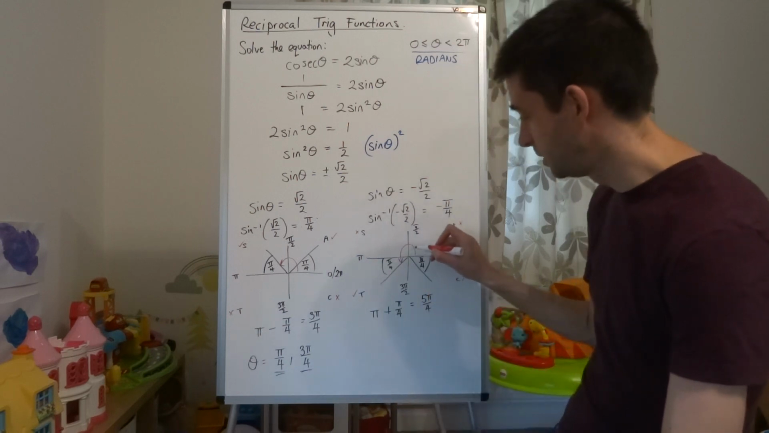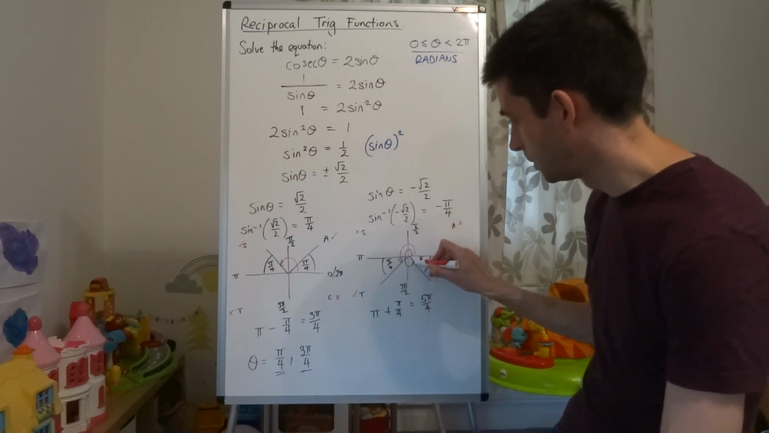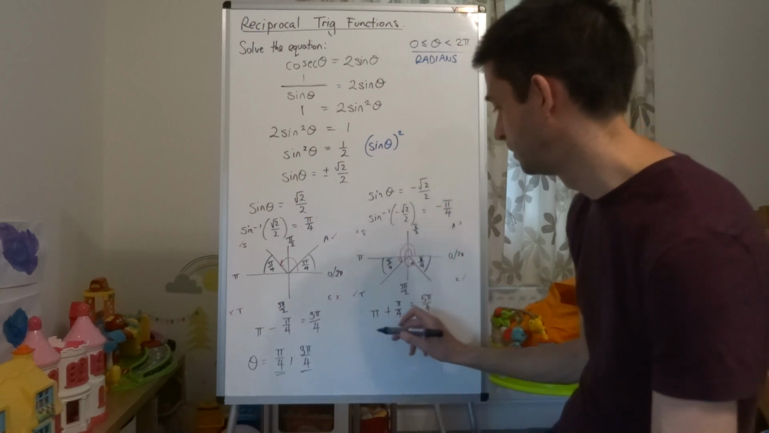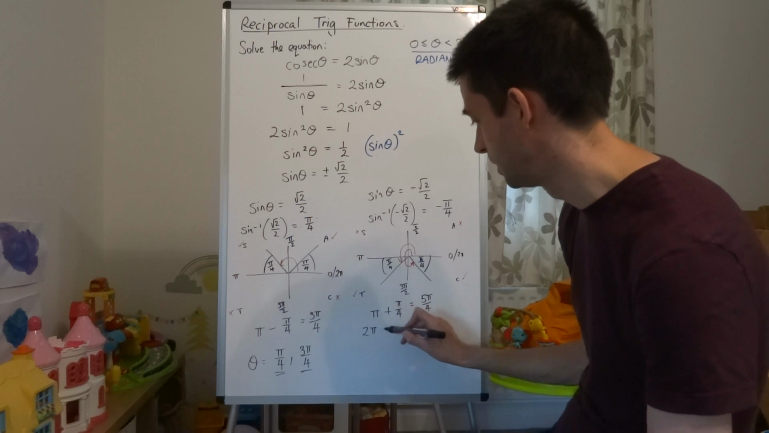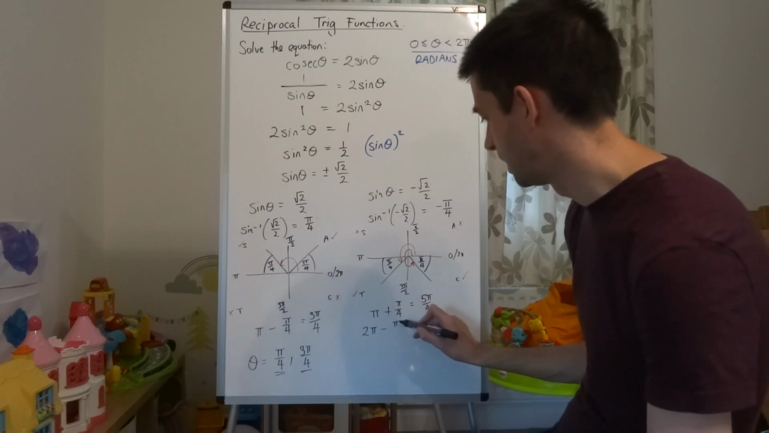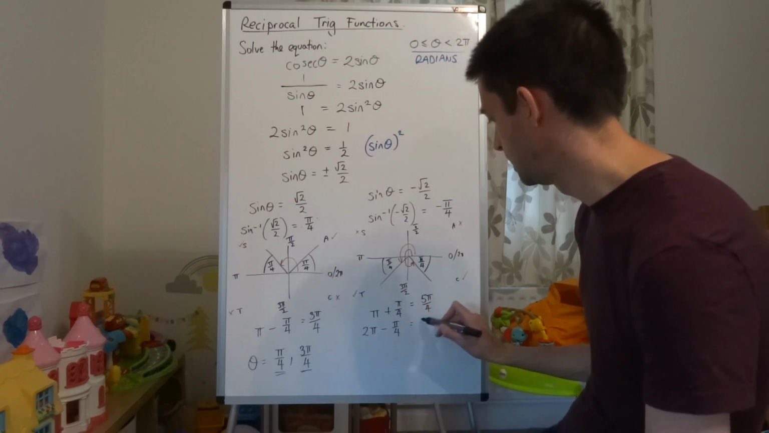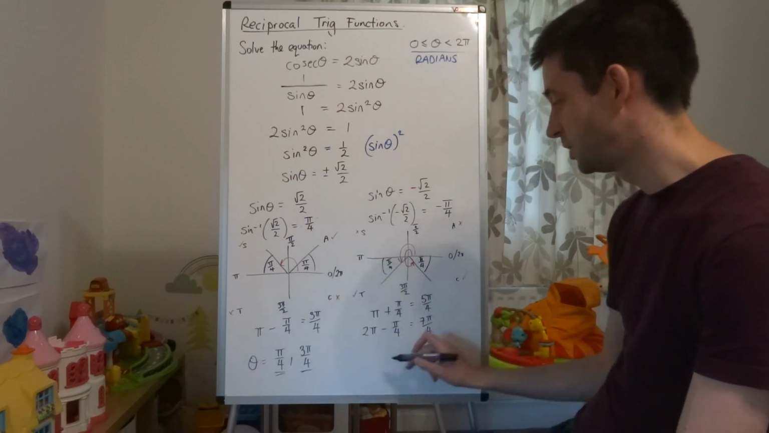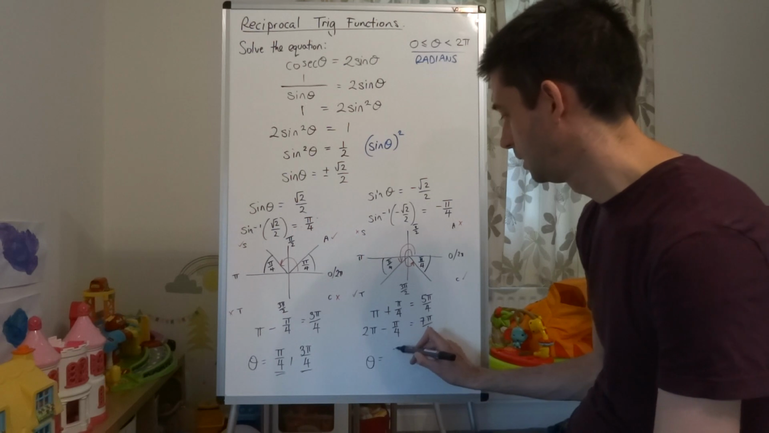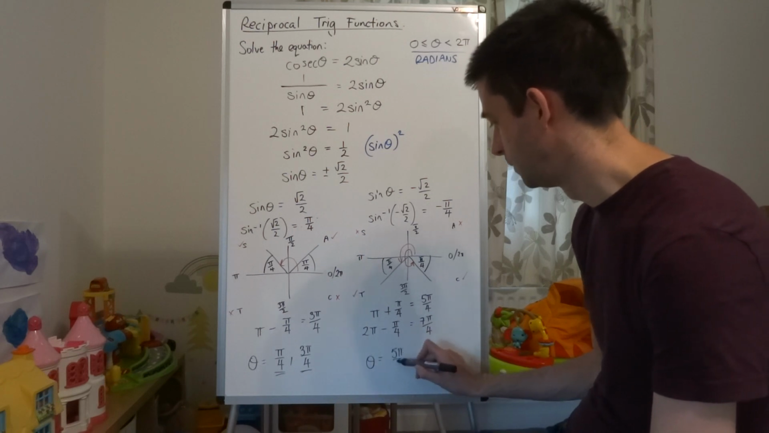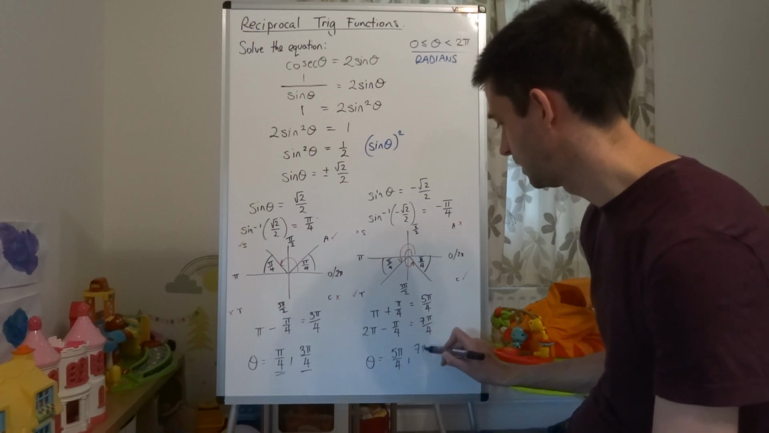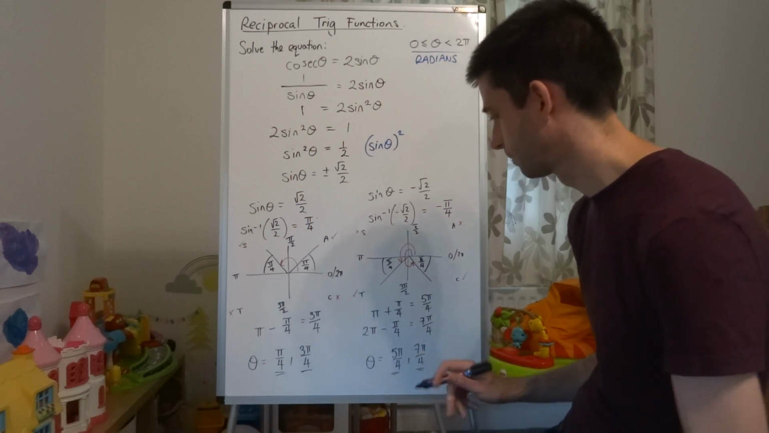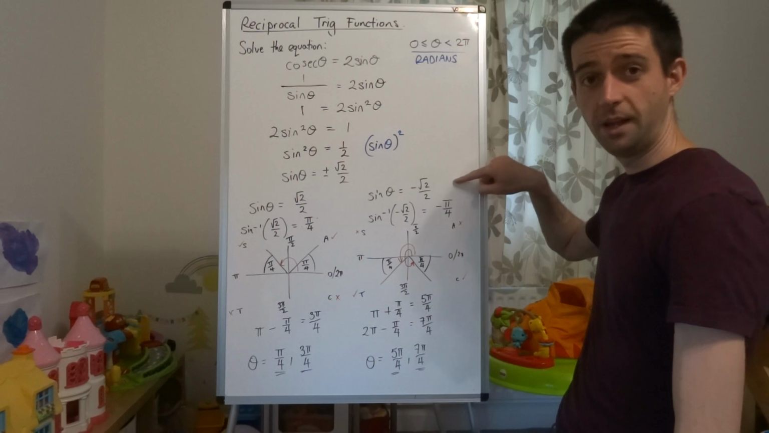And then again, starting back on 0, going anti-clockwise all the way around to this one here. That's the full circle, the full 360. Of course it's 2 pi, take away pi over 4, which is 7 pi over 4. So these are my two solutions for theta, 5 pi over 4 and 7 pi over 4, coming from this one here.